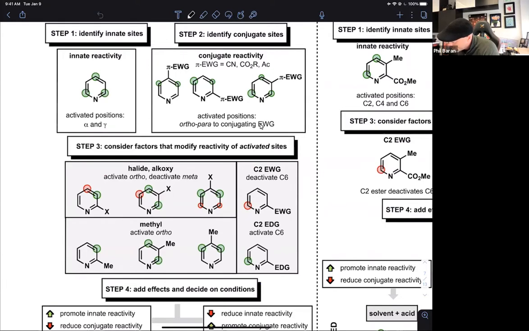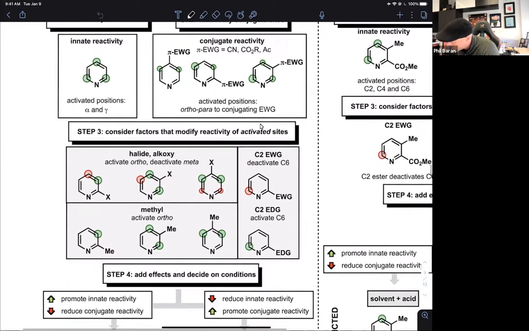Nobody does chemistry just on pyridine. Often not, right? You usually have substituents on it. So you know where your innate reactive positions are. Your groups incur either conjugate reactivity or donating reactivity. And that then changes the sense of innate reactivity.